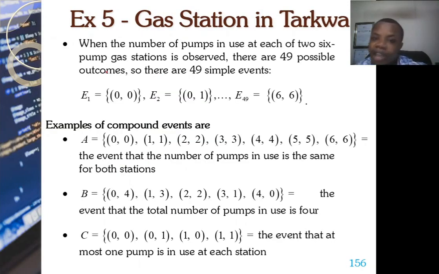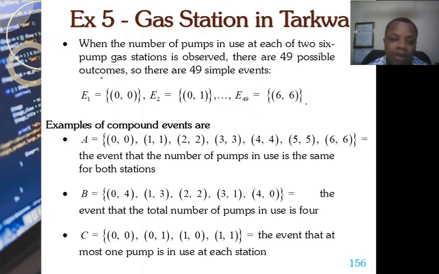So let's take a look at an example. Now, revisiting the gas stations scenario, suppose that the number of pumps in use in each of these two gas stations is observed. Remember that we had 49 possible outcomes. So if we take these outcomes one at a time, it means that we could have 49 simple events. For a particular event, we could have 0, 0, that is no pump in use. We could also have 0, 1, and this will continue until the last event of 6, 6, with all pumps in use.